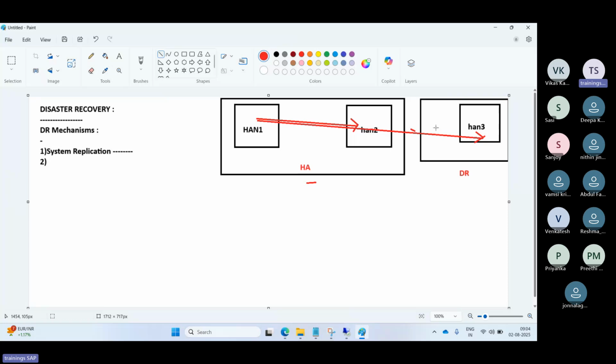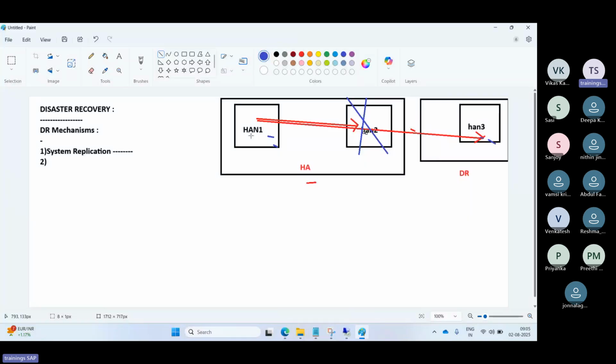Some customers ask why we need a second HANA system here. Instead, they will use the secondary as a HANA 3 system. If something happens to HANA 1, automatic failover happens to HANA 3. If something happens there, automatic failover happens to HANA 1. So normally, if something happens here, HANA 2 will be up; if something happens, HANA 1 will be up. So automatic failover using the cluster nodes.